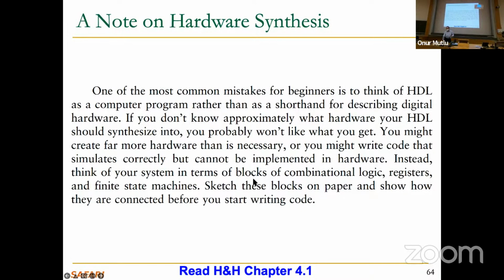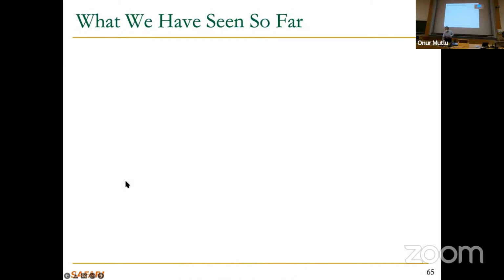Instead, think of your system as blocks of combinational logic, registers, and finite state machines. That's the best way of thinking in hardware. Sketch these blocks on paper and show how they are connected before you start writing code. This is very good advice, because sketching things is easy if you use hierarchical design principles also. Okay, any questions on this?